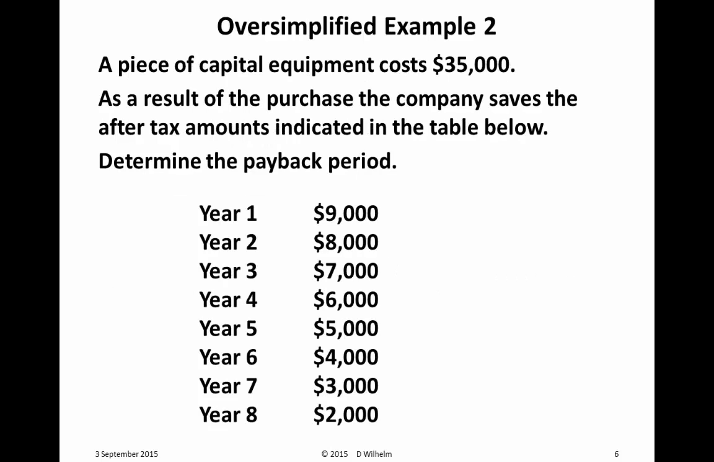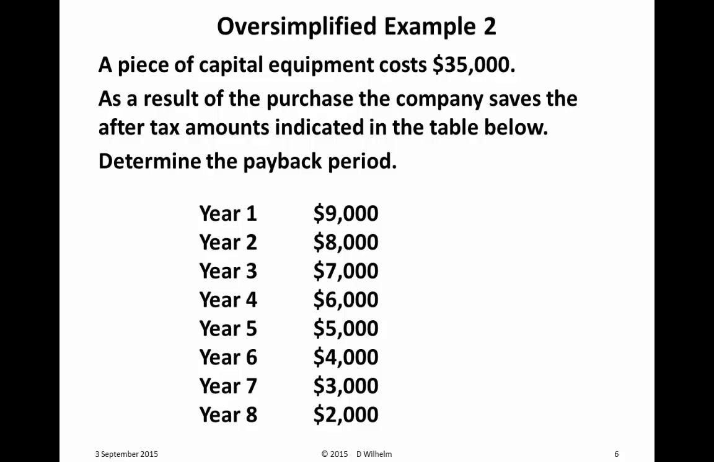Another somewhat oversimplified example: a piece of capital equipment, again, costs $35,000. As a result of the purchase, the company saves the after-tax amounts indicated in the table below. Determine the payback period. All we have to do for this is simply count up the after-tax savings amounts until they equal or exceed the cost of the capital equipment.